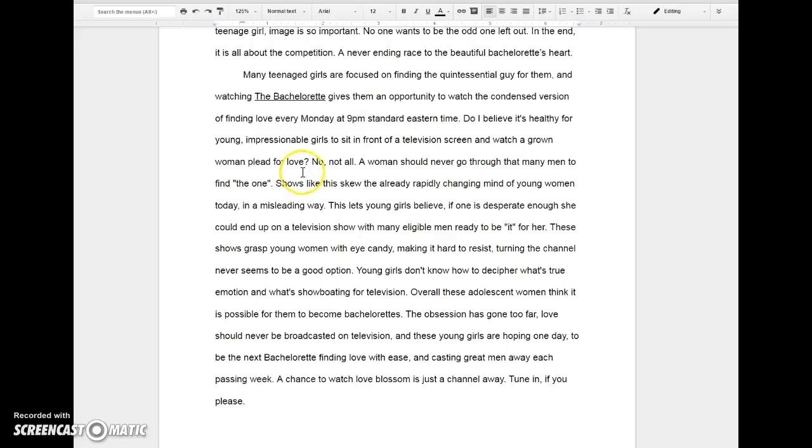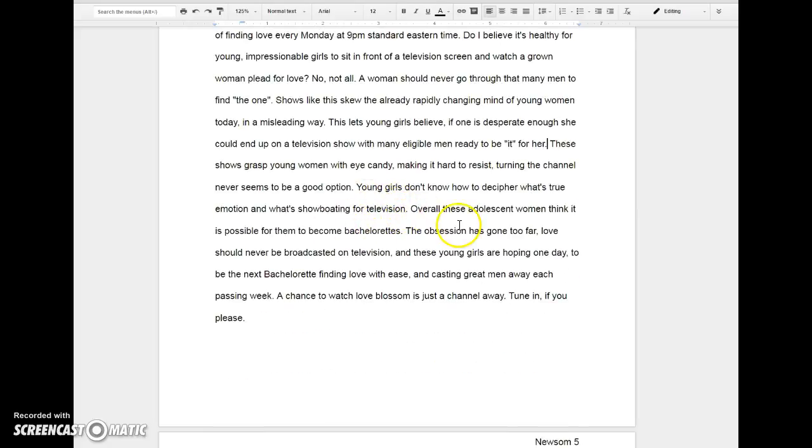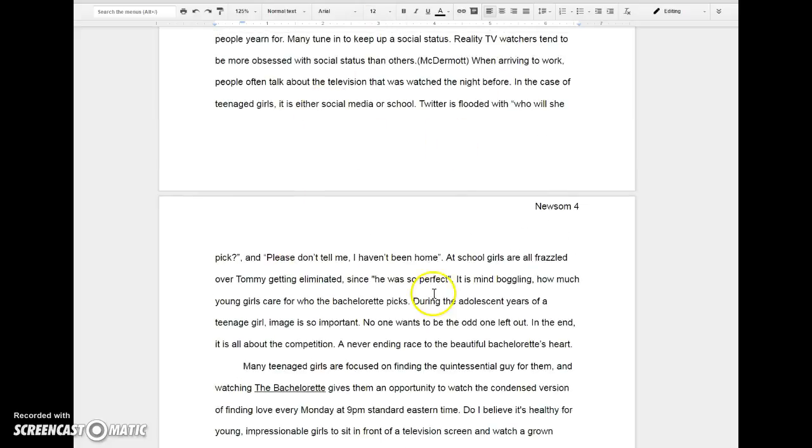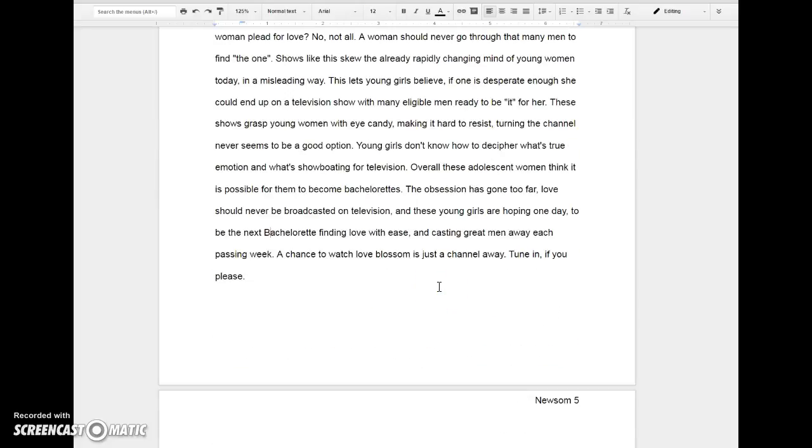Okay, you can see right here: "This lets young girls believe if one is desperate enough, she could end up on a reality show, with many eligible men ready to be it for her." So these adolescent women think it is possible for them to become bachelorettes. It's gone too far. There's moralizing, judgment. And you're always going to be in a position of moral authority, or attempting to accomplish one, when you have that word "should" written there. So if you're using "should" anywhere in your body paragraphs, beware, I guess.